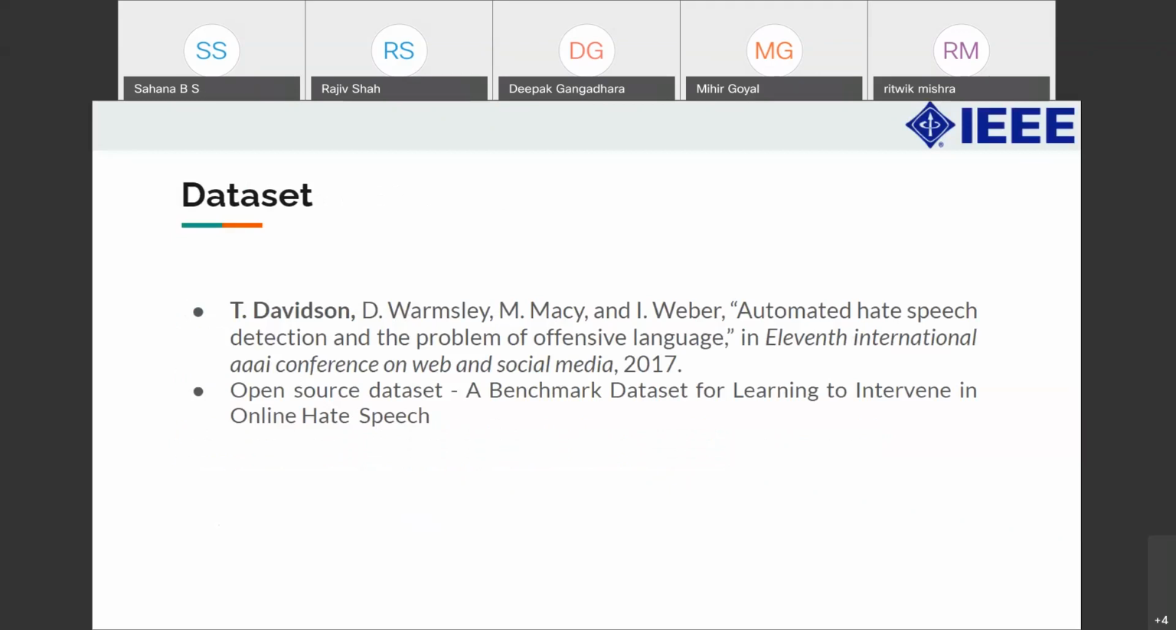Talking about the data set, we have used a combination of two data sets. One is the really famous Davidson's data set, wherein there were three classes: hate, non-hate, and offensive. Since it's a binary classification task, we combined offensive and hate as toxic and non-hate as non-toxic. In order to make the class balance equal, we combined it with another open source data set that had hate and non-hate. By this, we were able to get a 50K corpus, which we used for training and testing.